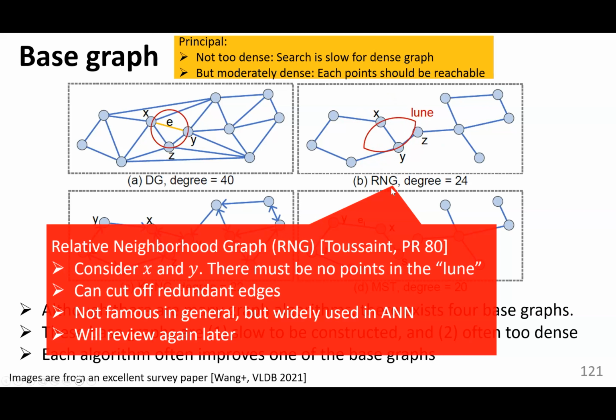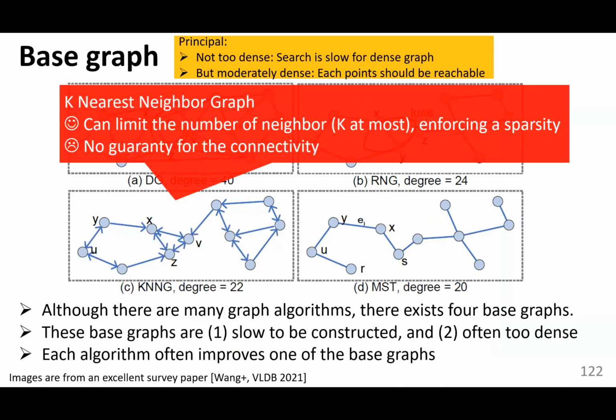Just from this, it's not clear, but the conclusion is that this graph can cut off redundant edges. Okay, I will explain this later. This one is the K nearest neighbor graph. So this is famous, right? And the good thing here is that we can limit the number of edges. Because this is K nearest neighbor, we can set the maximum number K. Right? So it's fine. But there is no guarantee for connectivity. So again, some points might be isolated.